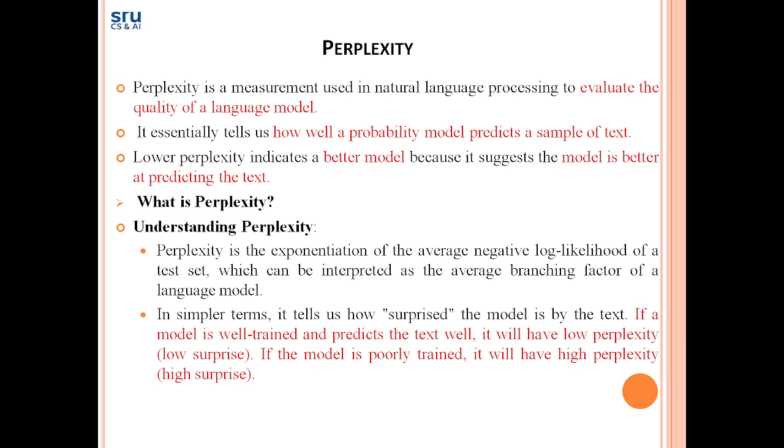What is perplexity? Understanding perplexity. If a model is well trained and predicts the text well, it will have low perplexity, meaning low surprise. If a model is poorly trained, it will have high perplexity, meaning high surprise.